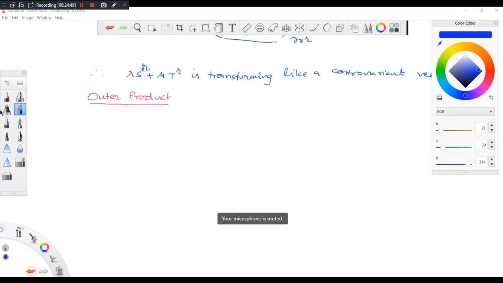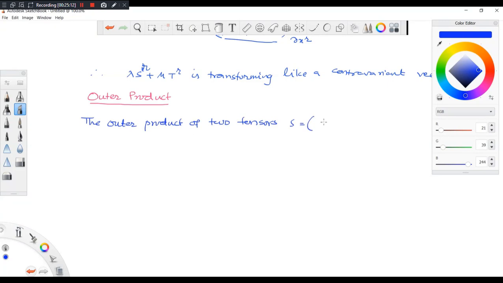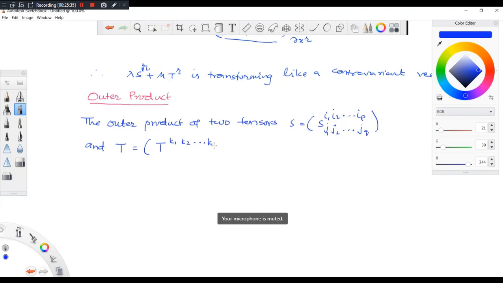Okay, the outer product of two tensors. Take two general tensors: S equal to S with indices I1, I2, etc. IP, J1, J2, etc. JQ, and T equal to T with indices K1, K2, etc. KR, L1, L2, etc. LS.